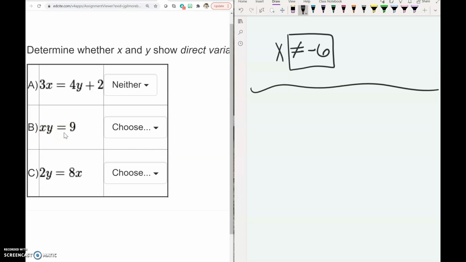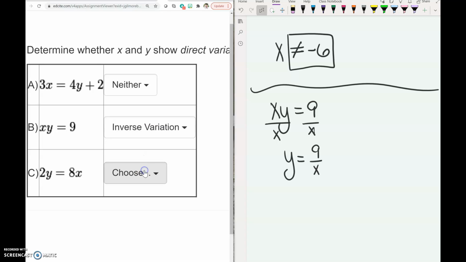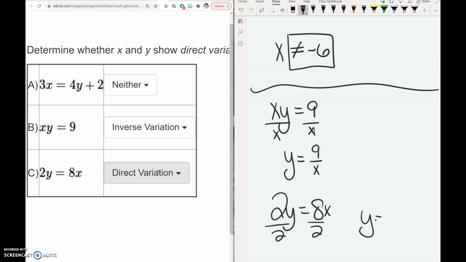XY equals 9. If you divide both sides by x, you get y equals 9 divided by x. Remember in that table that I had you make in your notes, if it looks like something divided by x, that is inverse variation. So this one is inverse. And can you figure out what the last one's going to be just by process of elimination? It's probably going to be direct, but 2y equals 8x. If you divide both sides by 2, you get y equals 4x. And something times x with nothing else in there is direct variation.